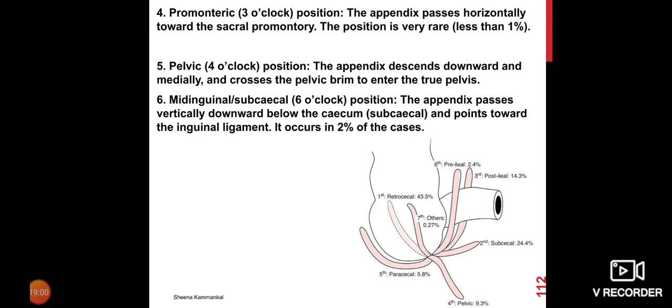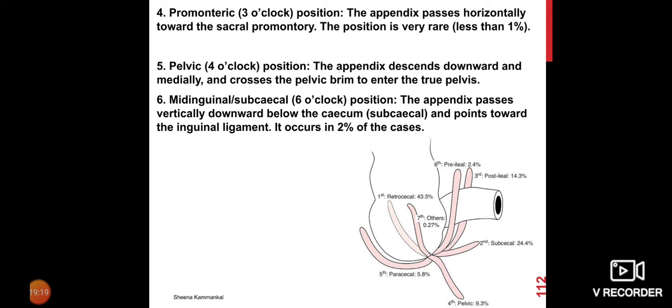Then next is the 3 o'clock position. The appendix passes horizontally towards the sacral promontory. This position is very rare. Next is the 4 o'clock position. The appendix descends downwards and medially and crosses the pelvic brim to enter the true pelvis.